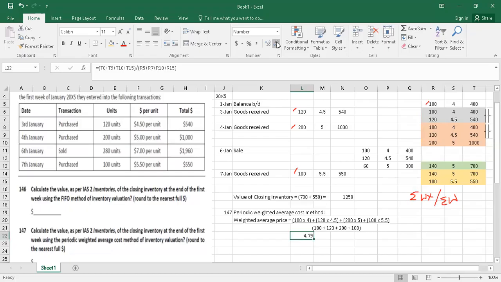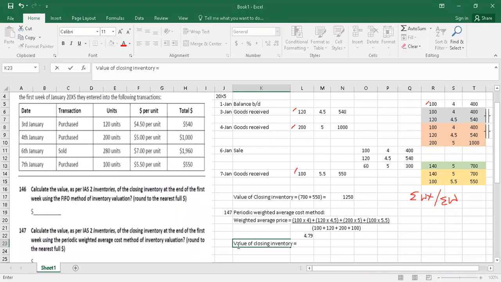Round to the nearest full dollar. Okay, let's round it off to 2 digits. After that calculation, let's try. Calculate the value as per IAS 2 Inventories of the closing inventory at the end of the first week using the periodic weighted average cost method of inventory. So we need to find out what's the value of closing inventory.